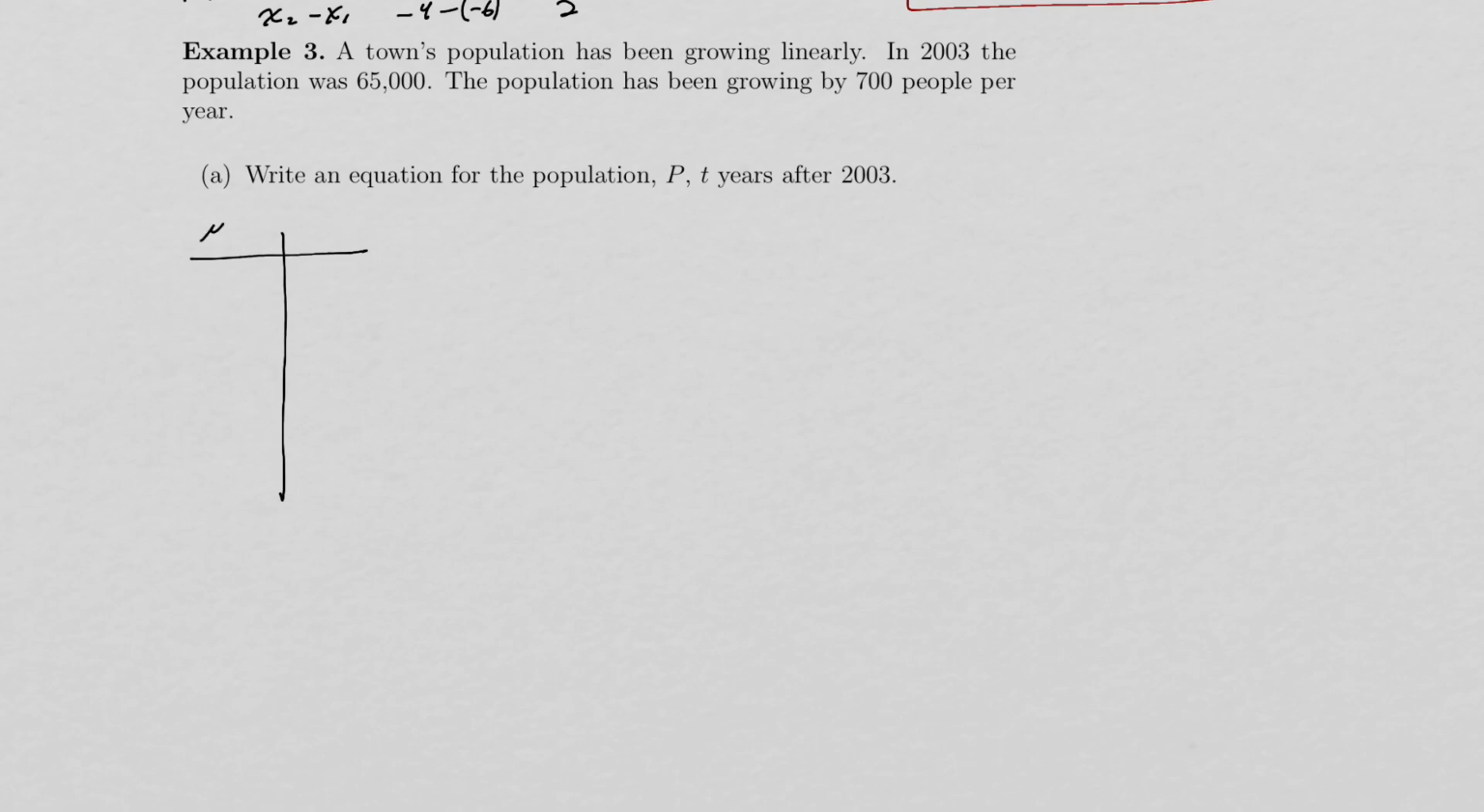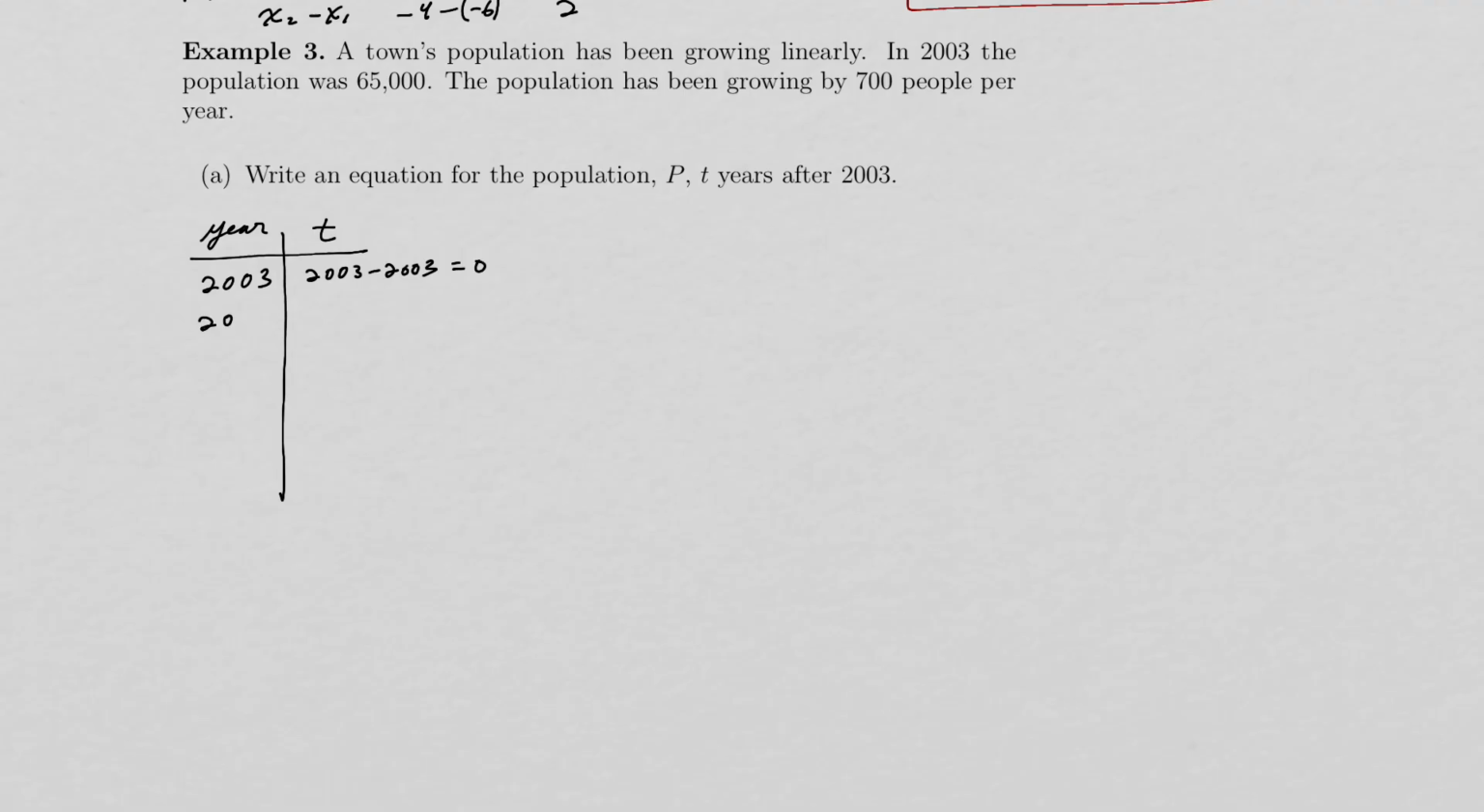So if the year is 2003, then what is t? Well, if t is the number of years after 2003, and the year is actually 2003, then t must be 0, right? Another way of figuring it out is I could just say this is going to be 2003 minus 2003, which is 0.